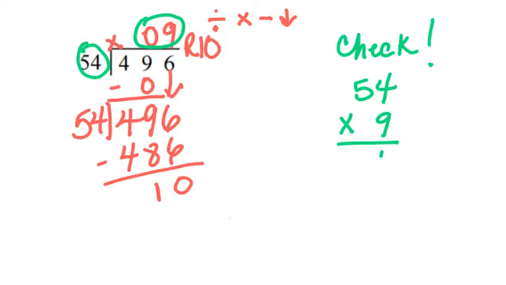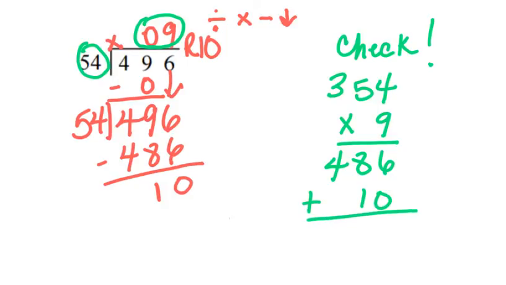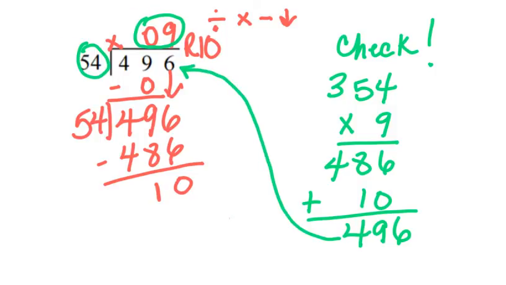So 4 times 9 is 36. 5 times 9 is 45. Plus 3 is 486. But I have to add my remainder, which is 10, which would give me a total of 496, which actually matches my dividend. So my answer is correct.